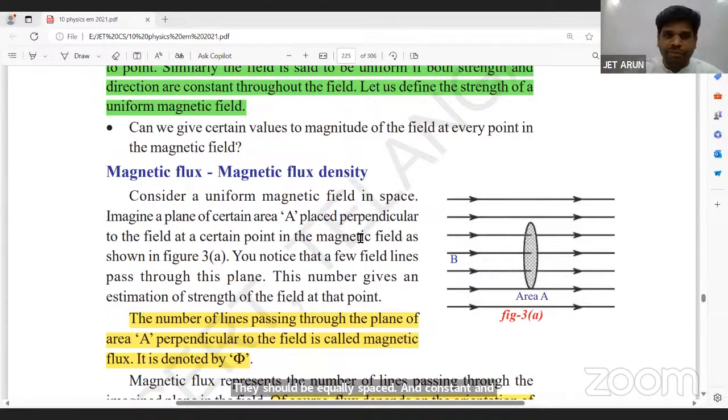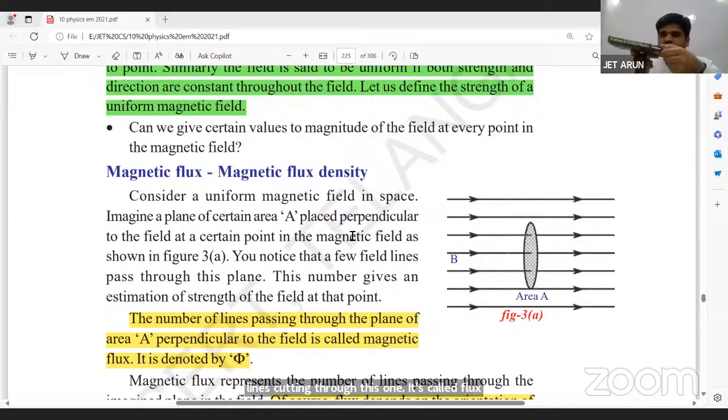All right, now let's talk about flux. Flux is nothing but the number of field lines passing through a plane area A perpendicular to the field. The field lines ila right side and towards this direction and if I take a plane like this, so number of field lines cutting through this one is called flux. Cutting through, that's the important word, cutting through.